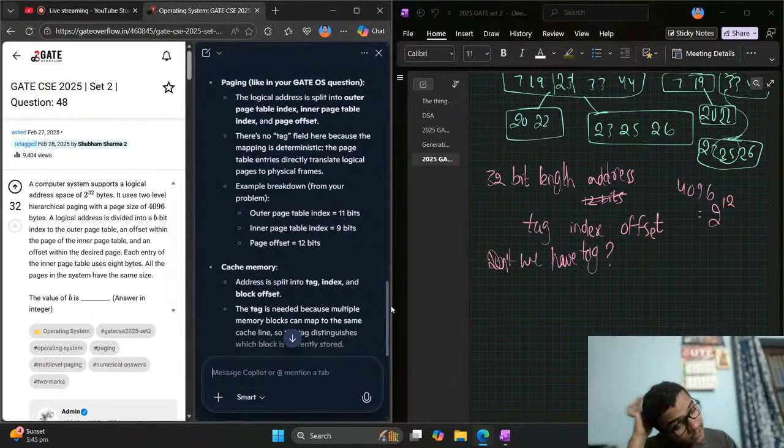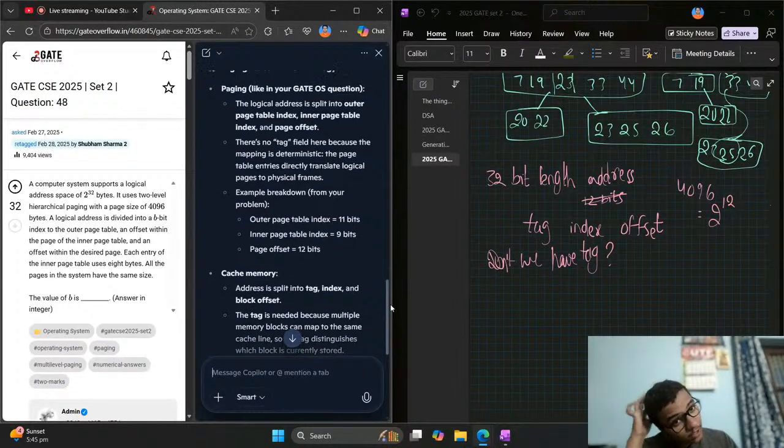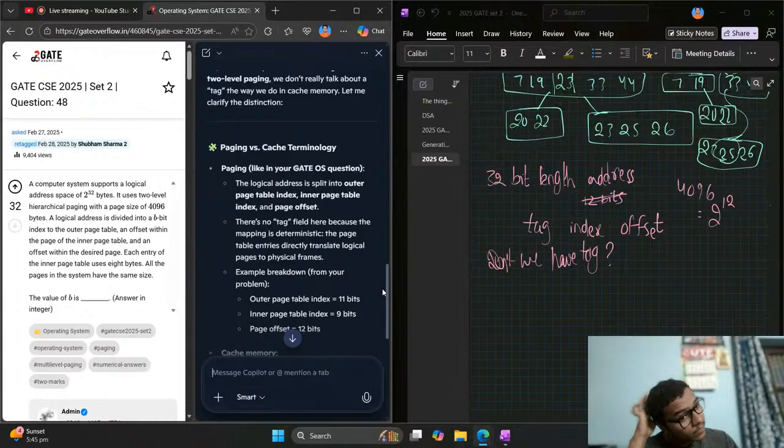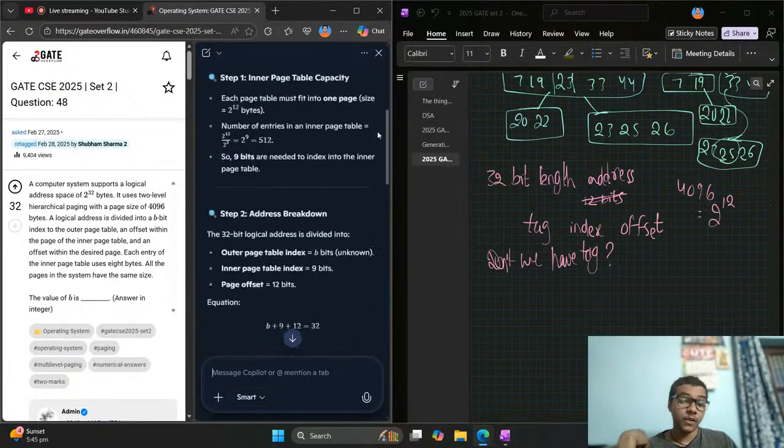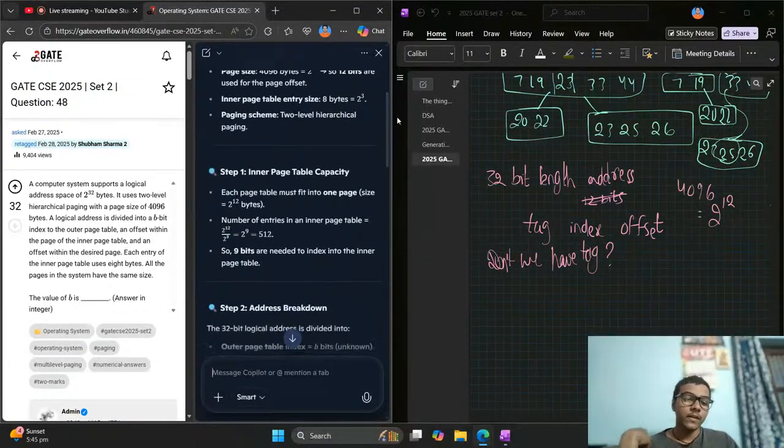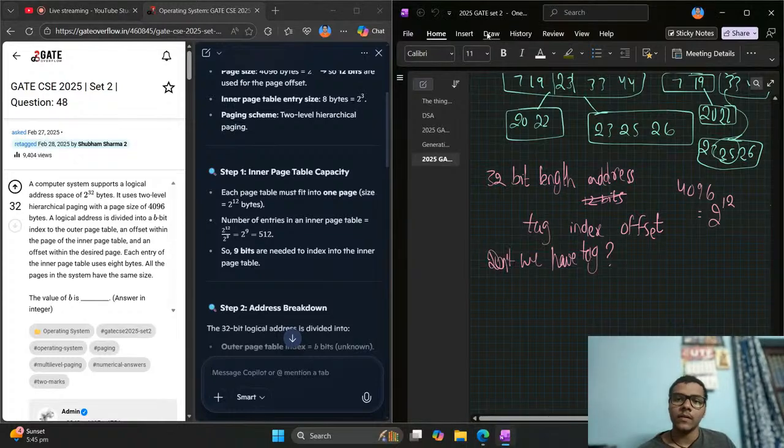In the cache, memory address is split into tag, index, and block. But what are we talking about here? Okay, we do not have a tag. This all happened because we didn't have command on the subject.